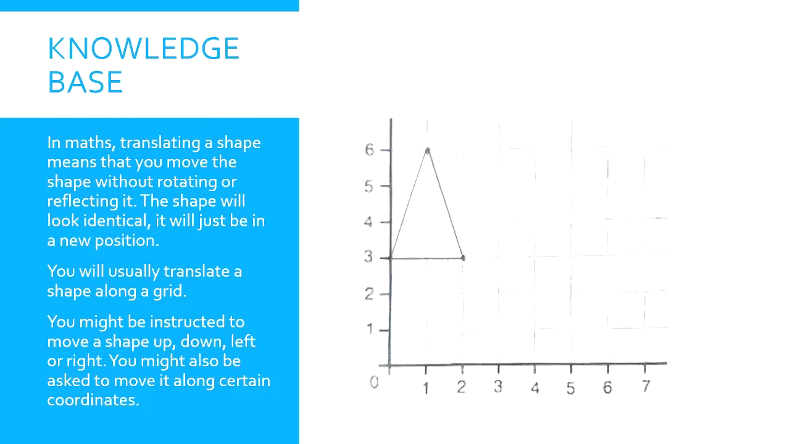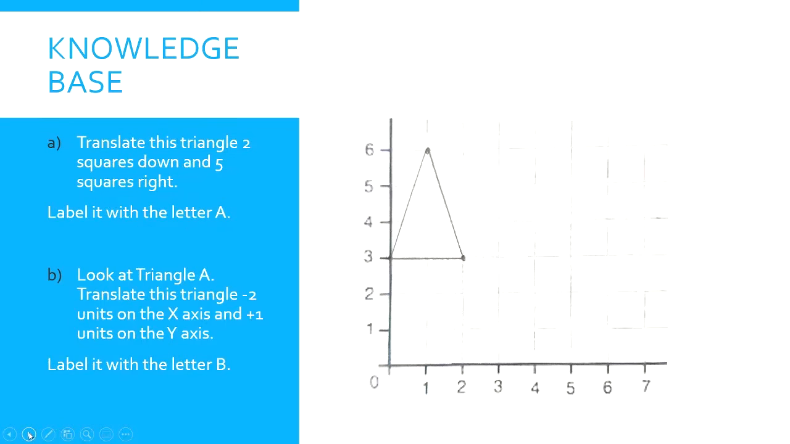So there's two ways you might be asked to move your shape. It could be to do with being given directions, so up or down or east and west, or you might be asked to move it along coordinates, so positive or negative on the x and y axis. So we'll have a little look at what that would look like with a few example questions. I'll put a nice blue pen on for us here.